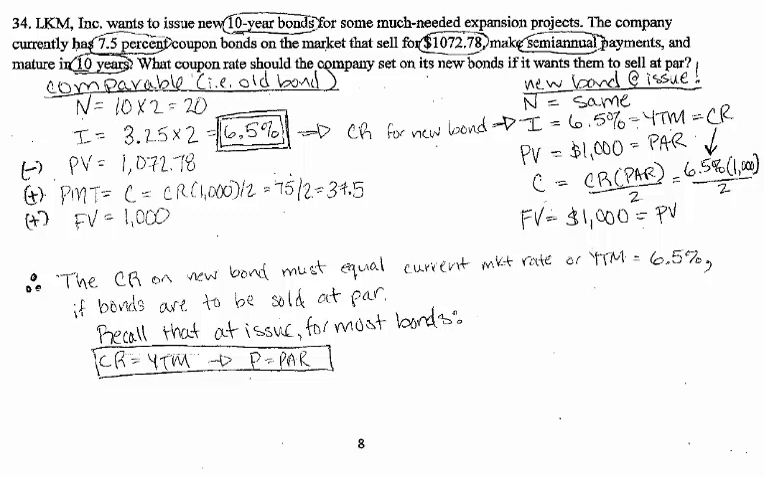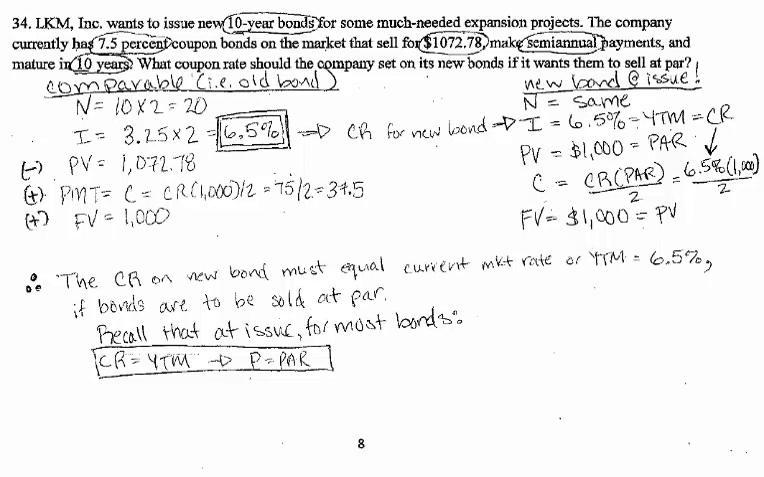Well, that last sentence basically told you all the information that you need to know to make this a real easy problem. What coupon rate, forget all the math, what coupon rate should the company set on its new bonds if it wants to sell them at par? Well, remember, if you want to sell your bonds at par for $1,000, then your coupon rate has to equal your yield to maturity, right? Has to equal current market interest rates.